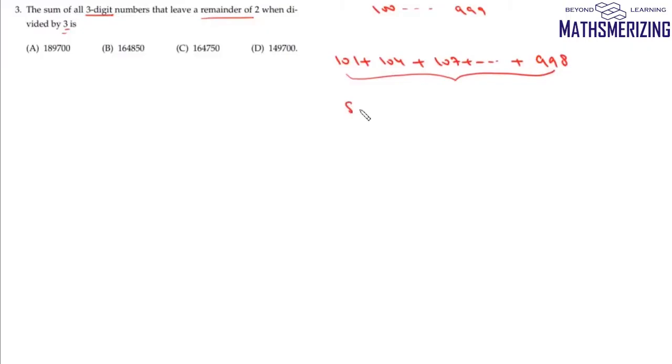So all we need to do is find the sum of this arithmetic progression. We can find the sum of this arithmetic progression as n by 2 times, and now what is the number of terms in this expression? The number of terms will be 300. So it will be n by 2 times a plus l, so it will be 150 times 101 plus 998, which is 164850. And that's your option number B.